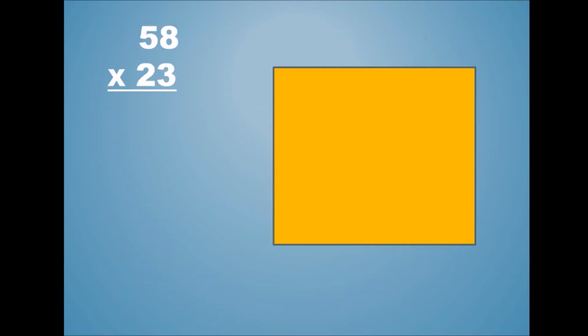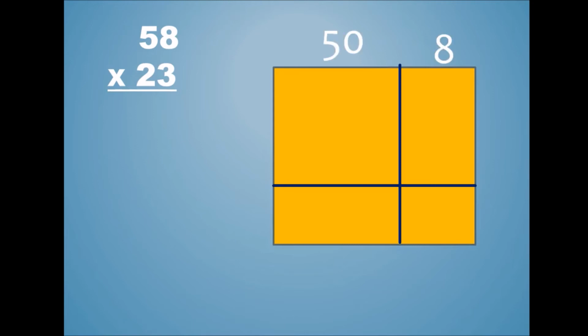All right, let's try another example. So same thing, 58 times 23. We're going to break it up into 2 parts because we have ones and tens. So we have 50 and 8. For 23, we have 20 and 3.